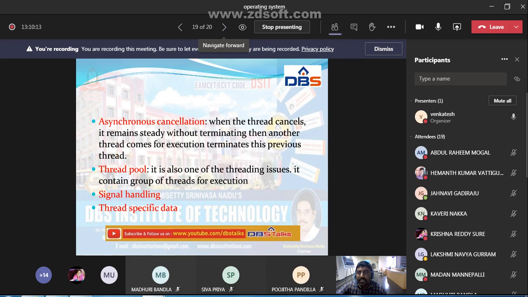And the next one is asynchronous cancellation. What is meant by asynchronous cancellation? Here, asynchronous cancellation means when a thread cancels, it remains steady without terminating. Then when other threads come for execution, it terminates the previous thread. That means whenever a thread cancels, it won't give a chance to another one. Only when another thread comes for execution will it give a chance. This is nothing but asynchronous cancellation.